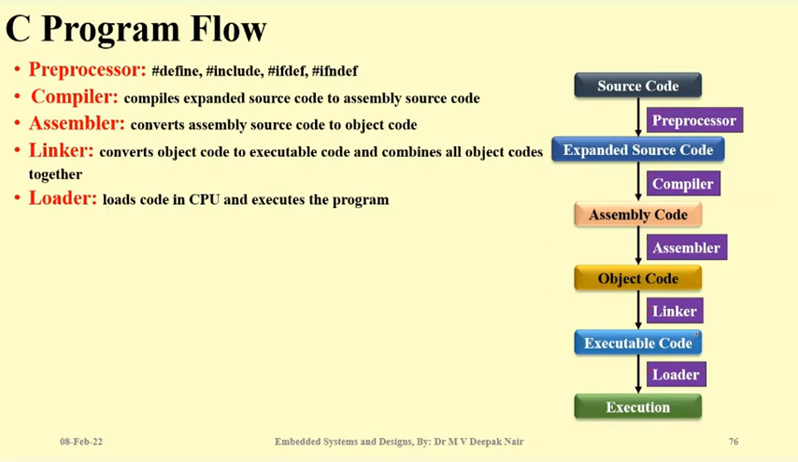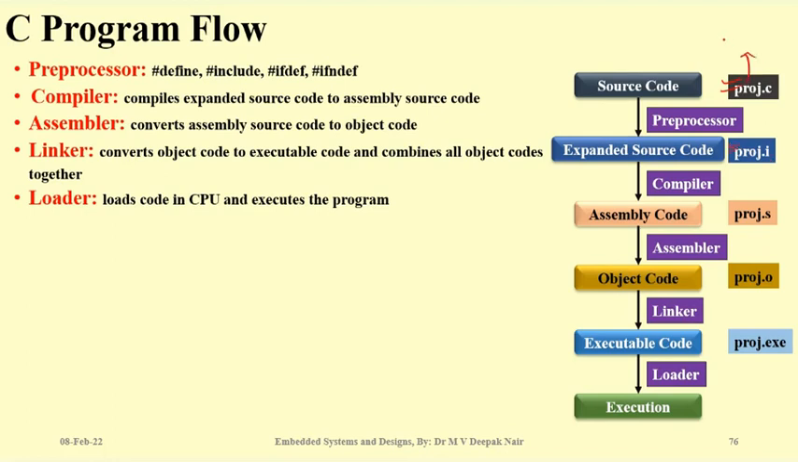Apart from that, whenever we write a C program, in the background there are so many other files which are generated. Here proj is the name of the project. Suppose you created a project, proj.c. Then when you compile that C file, it will generate a .i file, a .s file, a .o file, and an .exe file. Let me just briefly show you this.